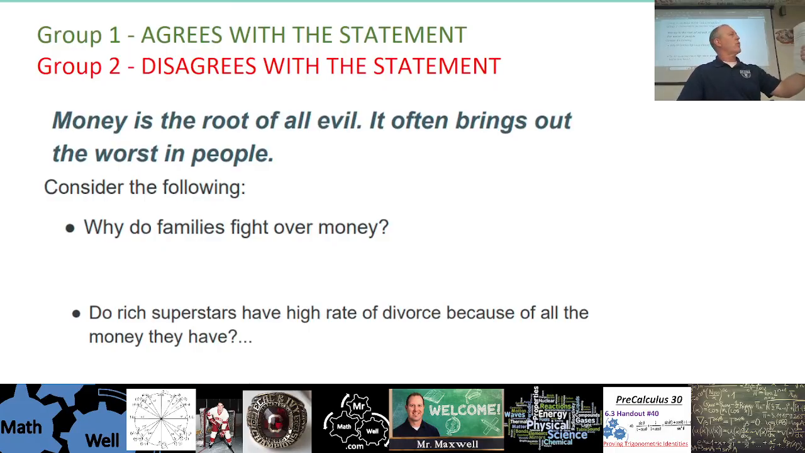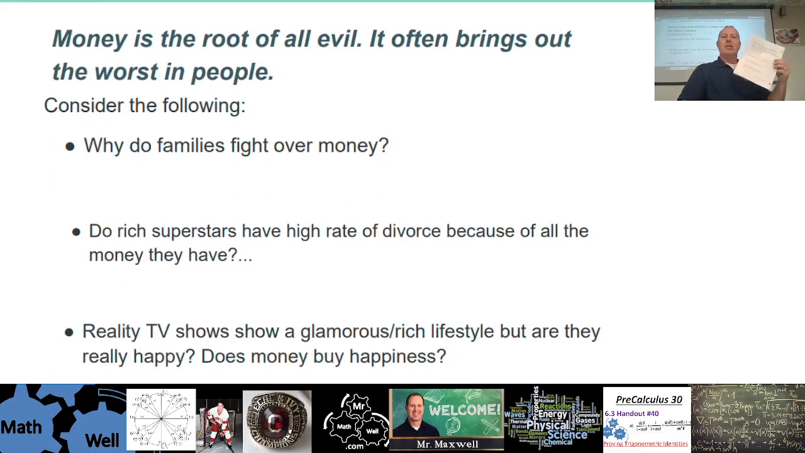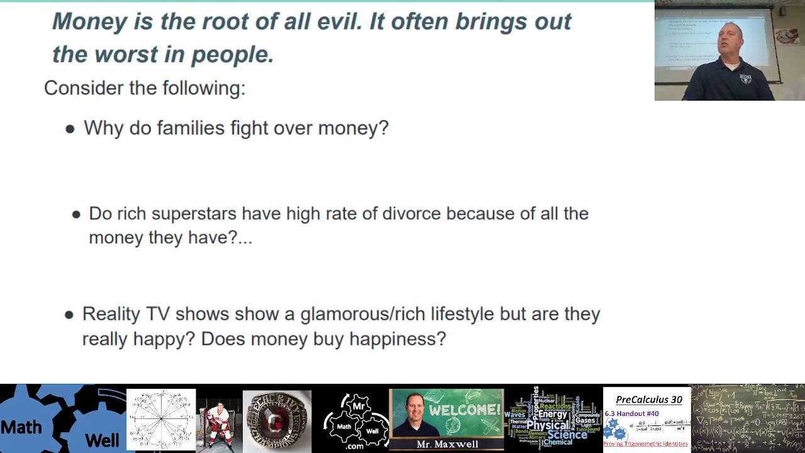Group 1 will write your ideas on this first side. Group 2, you can write your ideas on the back side. These are the things I want you to consider. This is just a start; these would be good points to consider. Why do families fight over money? Why is money such an important and sometimes divisive thing, or such a contentious issue? Is it money? Is it choices? Is it people? Is it things?